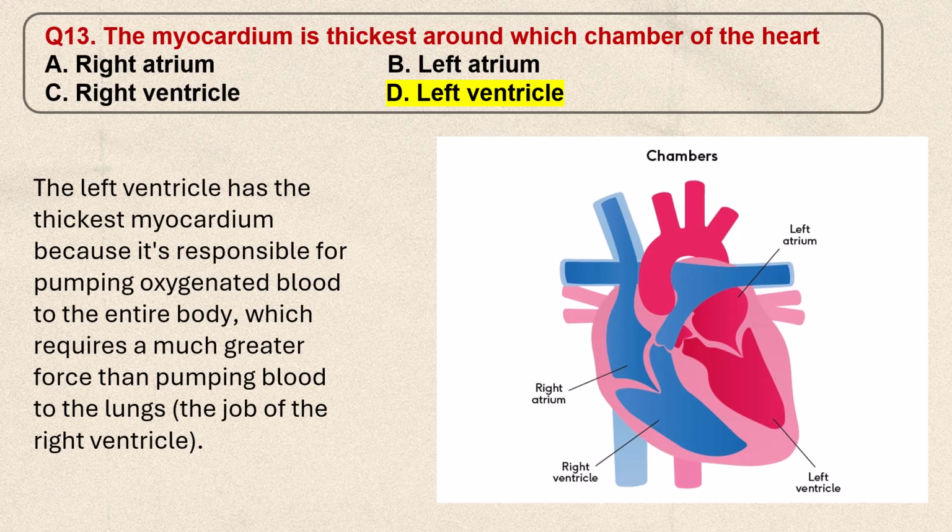Left ventricle. When you look at the heart's anatomy, you can see the left ventricular wall is thick. The left ventricle has the thickest myocardium because it's responsible for pumping oxygenated blood to the entire body, which requires a much greater force than pumping blood to the lungs.